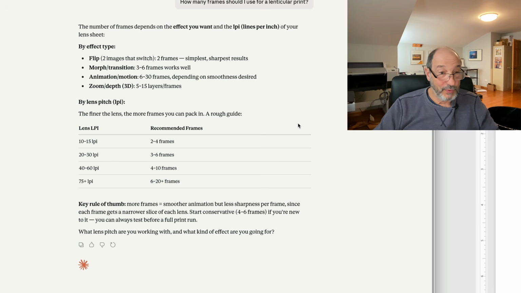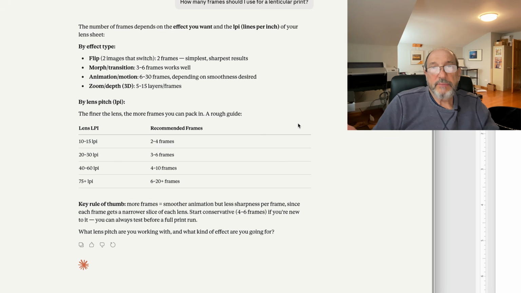So let's see. Key rule of thumb: more frames is smoother animation, but less sharpness per frame, since each frame gets a narrow slice of the lens. Probably a fair statement. Start conservative, 4 to 6 frames if you're new to it. You can always test before a full print run.